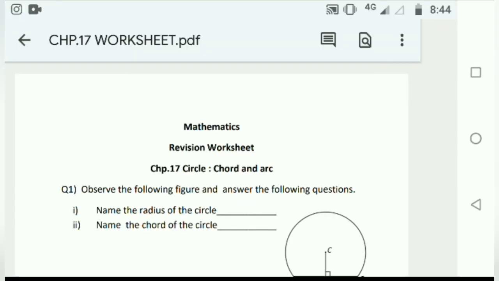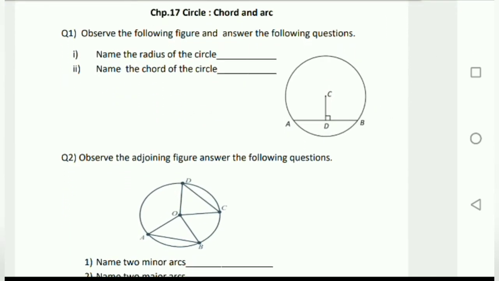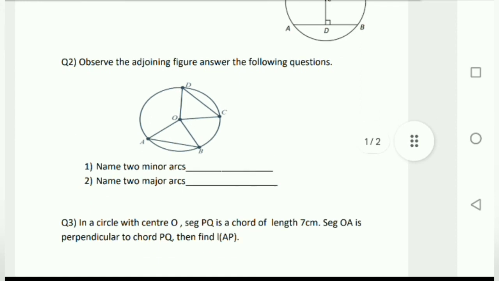Now students, this is the revision worksheet of chapter 17. You will find such figures here. Observe the following figures and answer the following questions. Name the radius of the circle. Now here you can just draw a radius. You can join C and B or C and A, and you can name it as either AC or CB. Or you can name the chord of the circle as AB. Only one chord is there, so you will write it as AB.